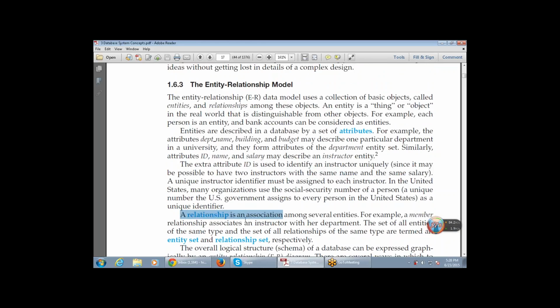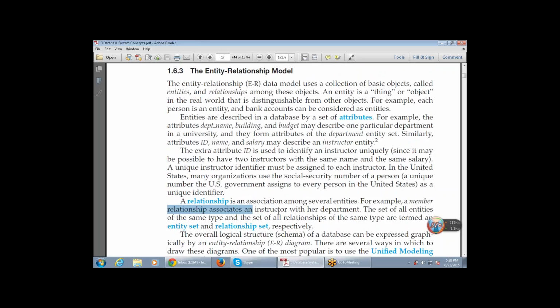And what is a relationship? It is an association among several entities. For example, a member relationship associates an instructor with a department. This shows that the ER model is used to show the relationship among the various entities.